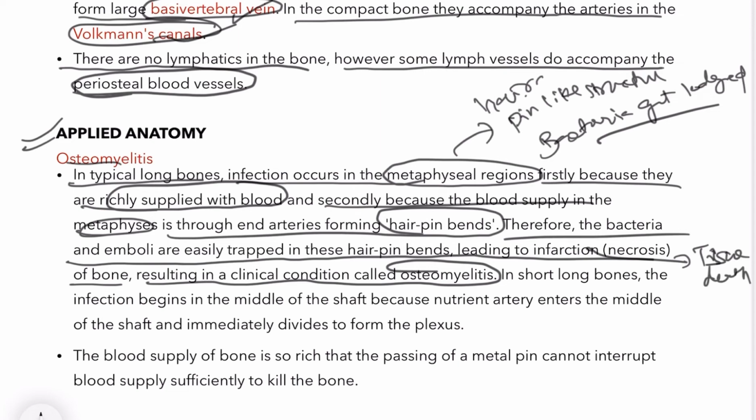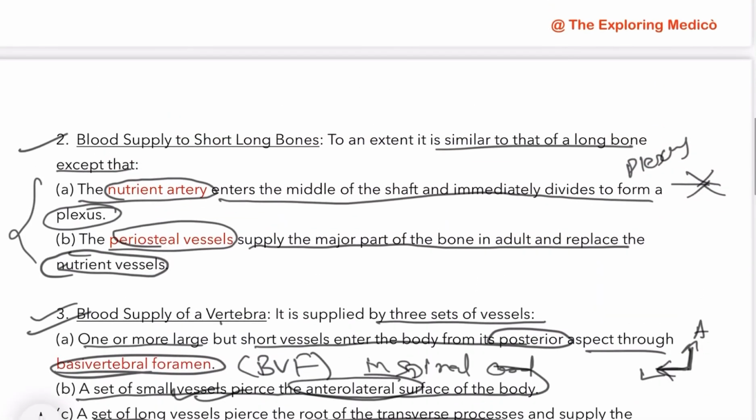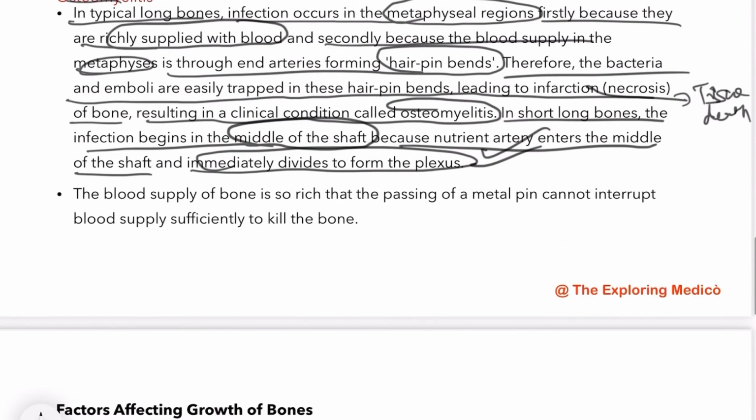Remember, okay? In short long bones, the infection begins in the middle of the shaft because the nutrient artery enters the middle of the shaft and immediately divides into a plexus. This we have seen earlier. In the long short bone, the highest risk part is the nutrient artery because they form the plexus. We have seen just before a few minutes here. So in the long short bone, that is the highest risk.